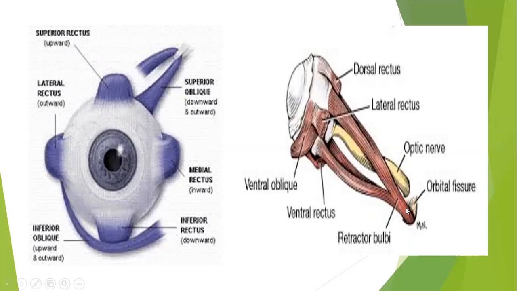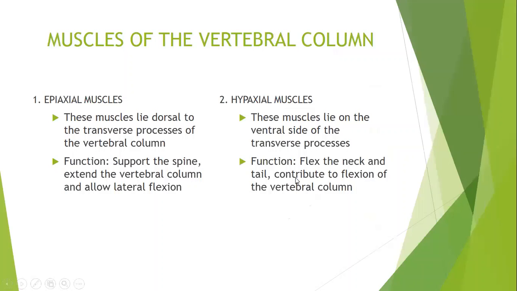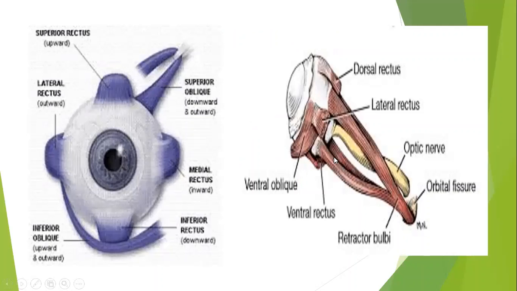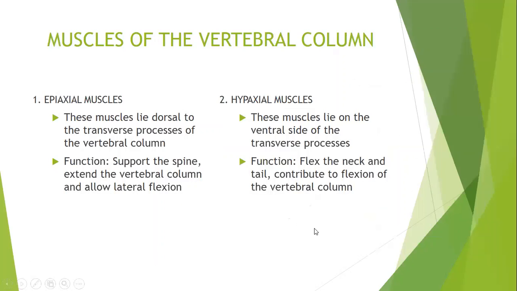The retractor bulbi actually has four fascicles. These are the fascicles of the retractor bulbi. Going back, these are the first and second fascicles, and then we have one and another one over here, superimposed by the drawing. So we have four for the retractor bulbi.